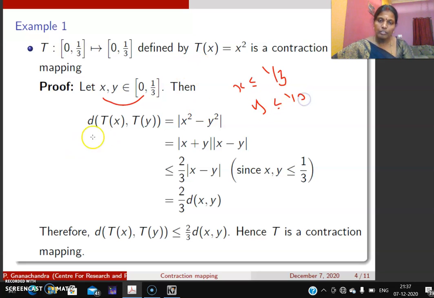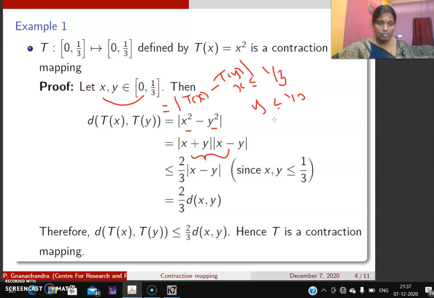Now, I am going to find the distance between T of x and T of y. We have already defined T of x equal to x square. In the real line, we are considering the usual metric. Therefore, the distance between T of x and T of y equals the modulus of T of x minus T of y. Here I have applied T of x equal to x square and T of y equal to y square, and split this into x plus y times x minus y. I already pointed out that x is less than or equal to 1/3 and y is less than or equal to 1/3.